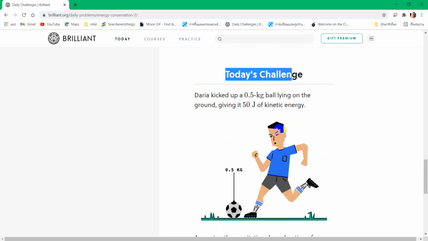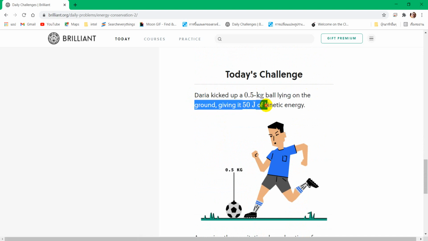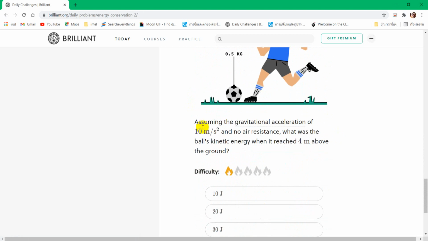Today's challenge: Dara kicked a 0.5 kilogram ball lying on the ground, giving it 15 J of kinetic energy. Assuming the gravitational acceleration is 10 meters per second squared and no air resistance, what was the ball's kinetic energy when it reached 4 meters above the ground?